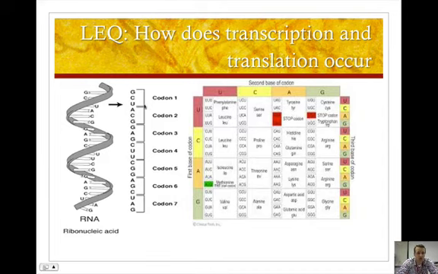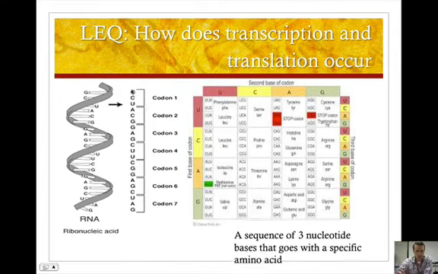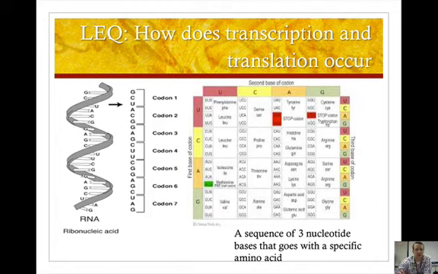Notice a codon is a set of 3 nucleotides there. Now, the codon is a sequence of 3 nucleotide bases that goes with a specific amino acid. So you have the codon GCU. Now notice this is a codon table, and we'll take care of that another day. But notice if you go to GCU, it codes for alanine. So that GCU is a codon that codes for the amino acid alanine.